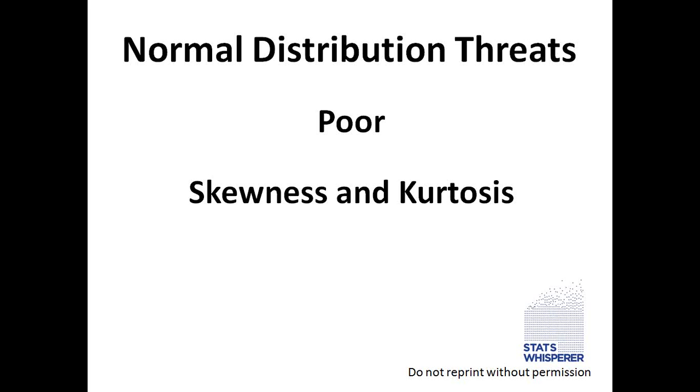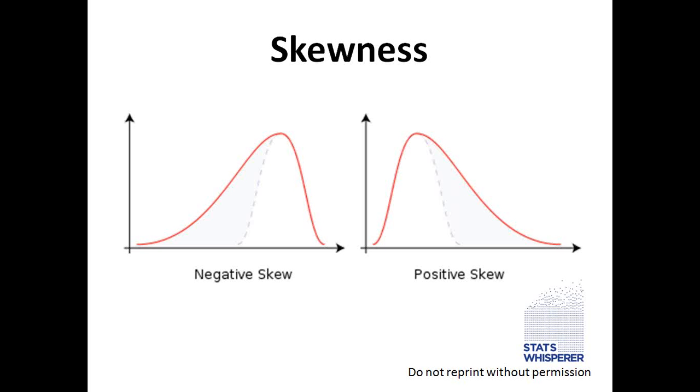Now the threat to a normal distribution, poor skewness and kurtosis. Poor as in not good, not that you have sympathy for them. Skewness and kurtosis, that's what threatens our normal distribution, and I'll define those. So the skew, rather than giving it a definition, let's just look at what it is.